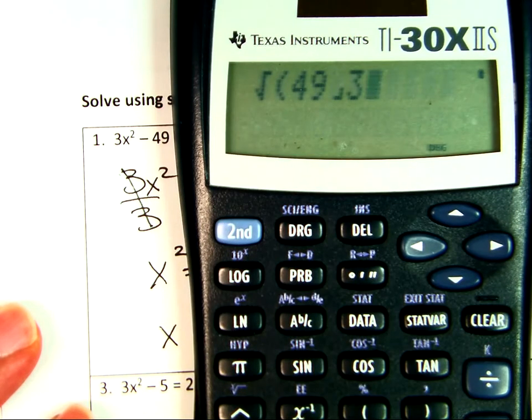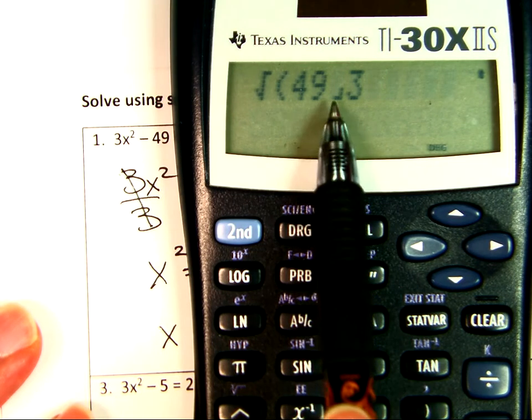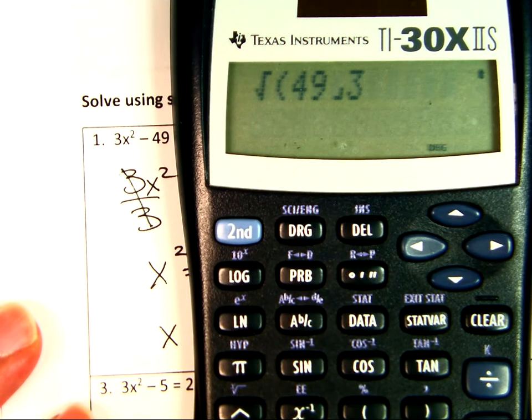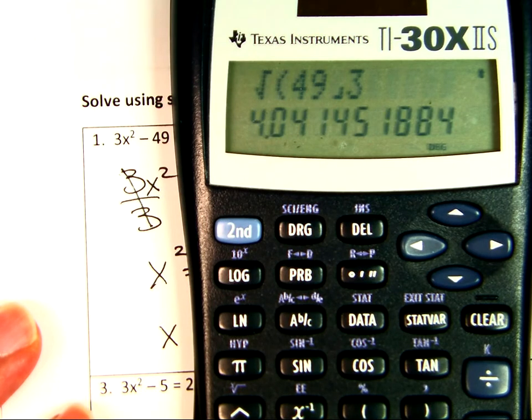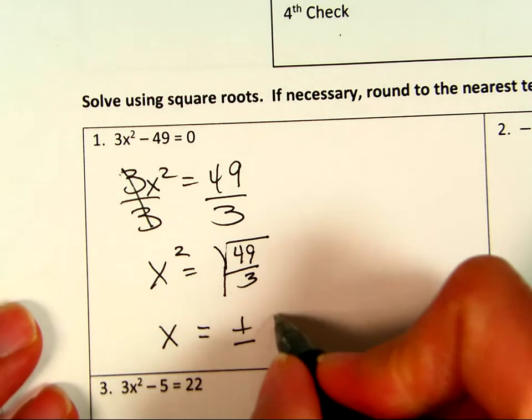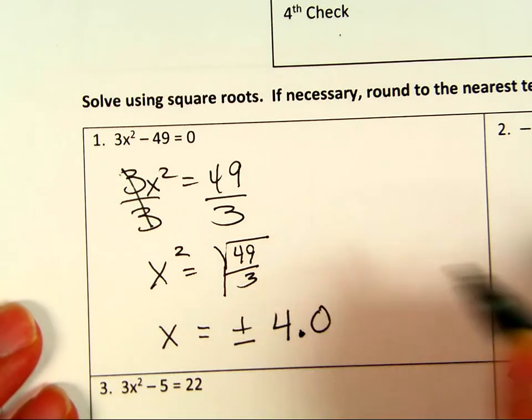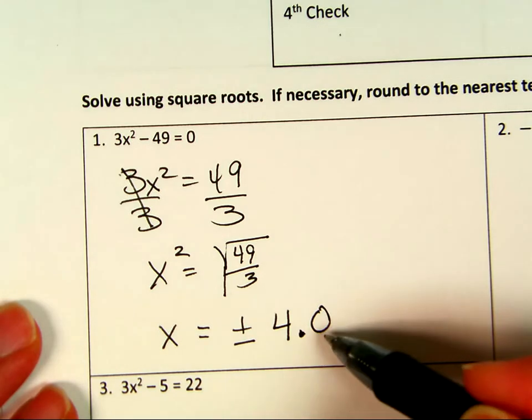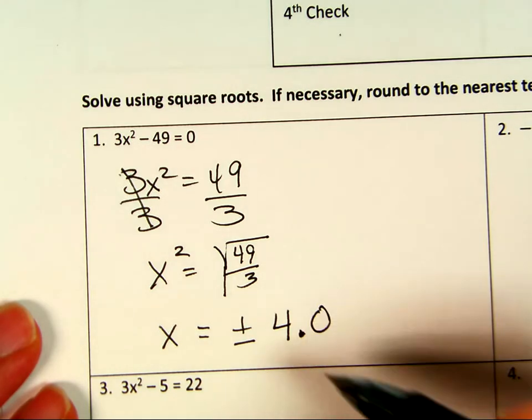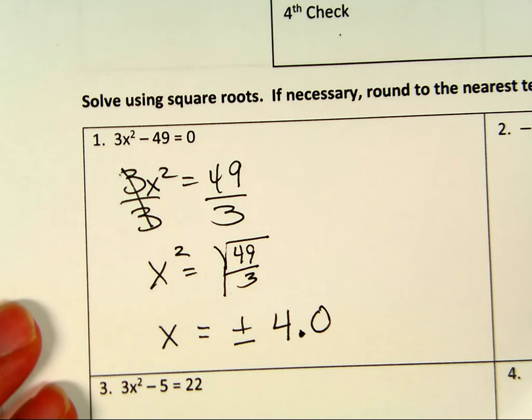Can't see it. The ABC is the fraction key, so I did 49, then hit that, and then 3, and it kind of gave me this backwards L, which means 49 over 3. So I'm going to press enter, and I get 4.04. It says round to the nearest tenth, so that's 4.0. I need the 0 there to show that I rounded to the tenths.